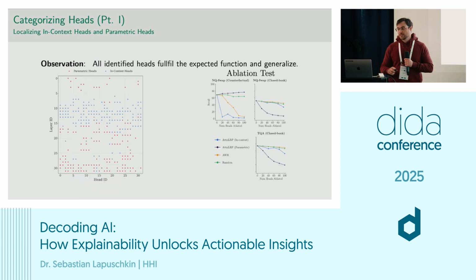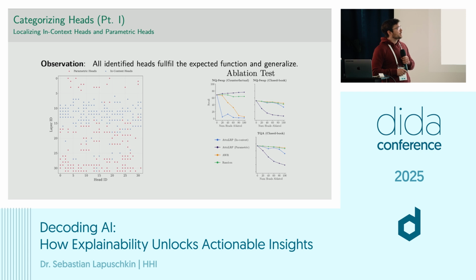Now the question is, is the map we built actually meaningful and truthful? Do the head functions we assign to them via our procedure actually reflect what the heads are doing? For this, we did an ablation test, which means we took all the heads, the top 100s, and we ablated them, which means we set their activations to 0. We forced them to be 0. And we did this for each head type.